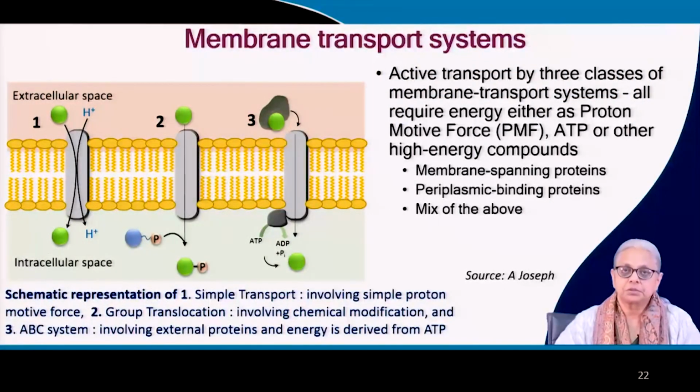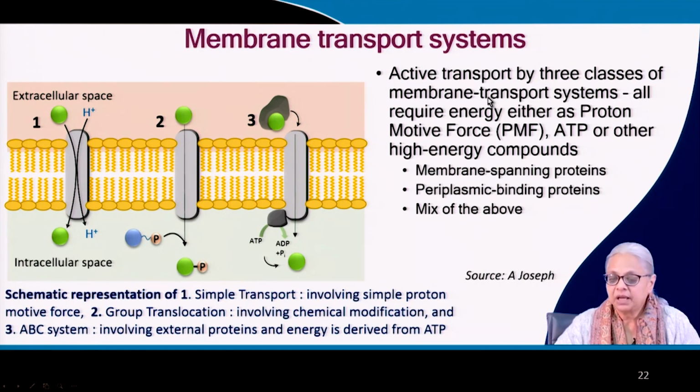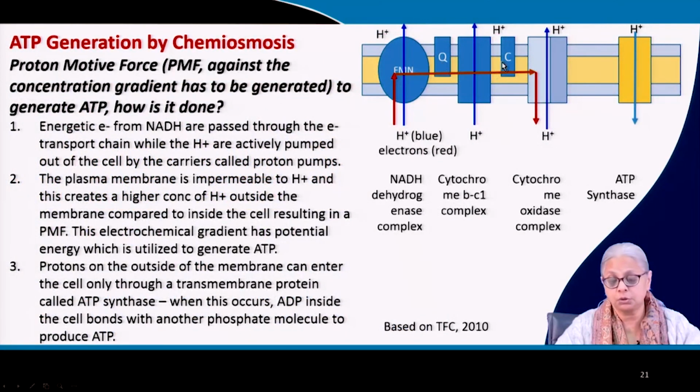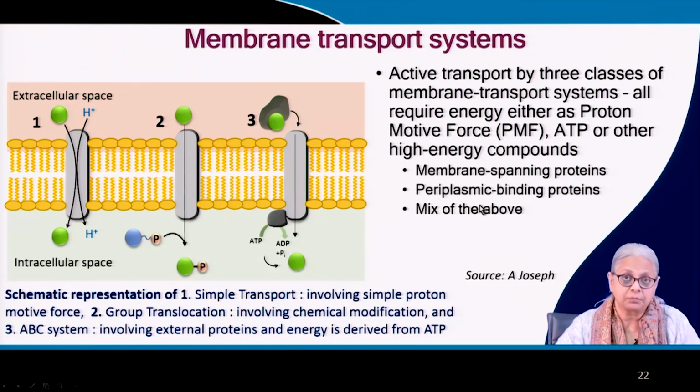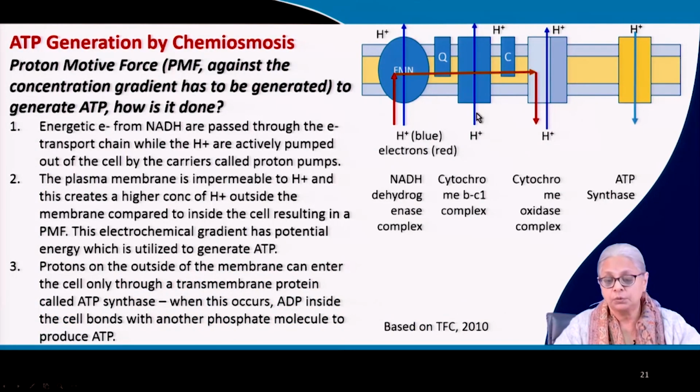So we have membrane transport systems, and these are all part of the active transport systems. Here we have three classes of proteins. We have membrane spanning proteins, we have periplasmic binding proteins, and some of the transport processes are a mix of the two, where you have a mix of membrane spanning proteins and periplasmic binding proteins. And you can see this process of ATP generation is actually a mix of all these processes.